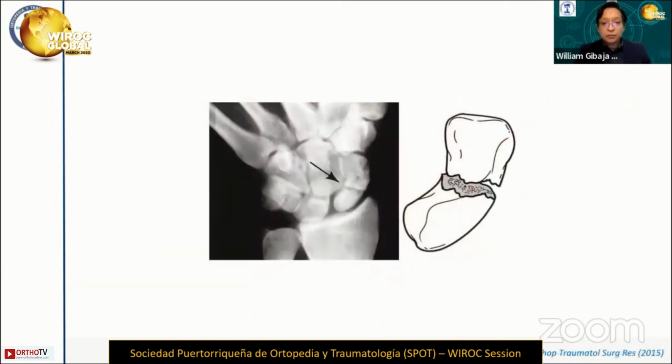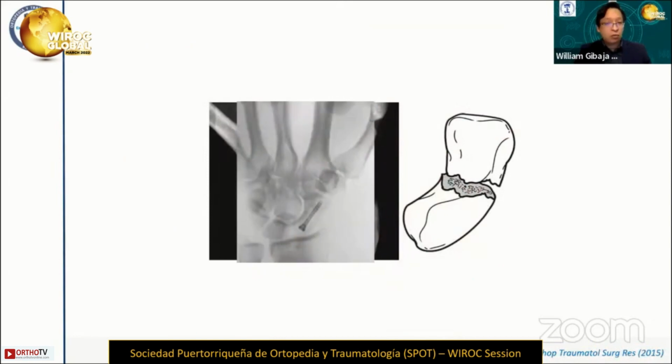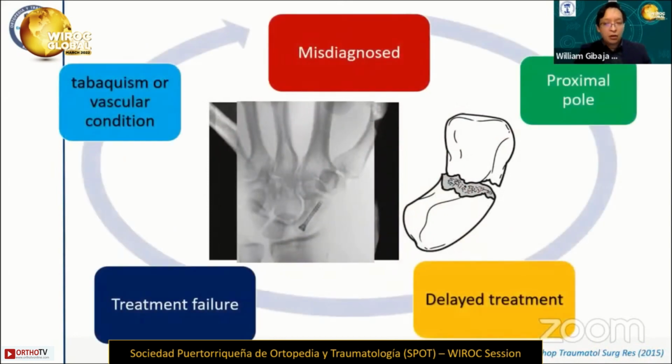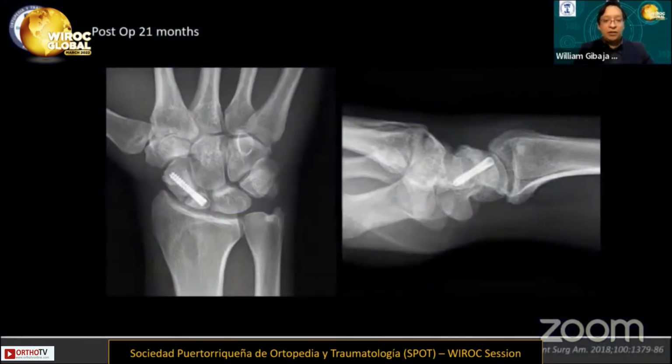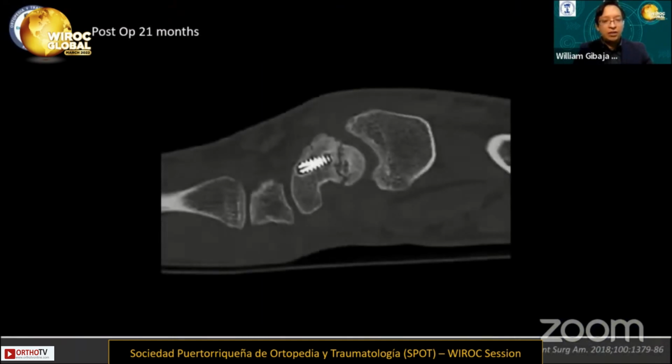When there is a fracture of the scaphoid, it can be repaired, but sometimes it is misdiagnosed, or it is missed, or the problem occurred in the proximal pole, or it was well diagnosed but mistreated, or it was treated okay, but anyway it turned into a non-union because of its poor irrigation. If there is also any condition like tabagism or any vascular condition, it may also lead to failure, so the scaphoid doesn't heal properly and it leads to a scaphoid non-union. This is a patient 21 months after operation with a percutaneous screw, but we see that there is still the fracture line and the patient did not recover well.